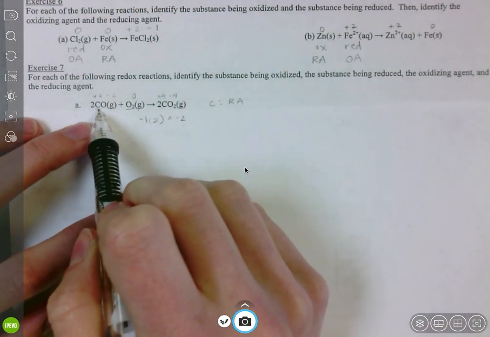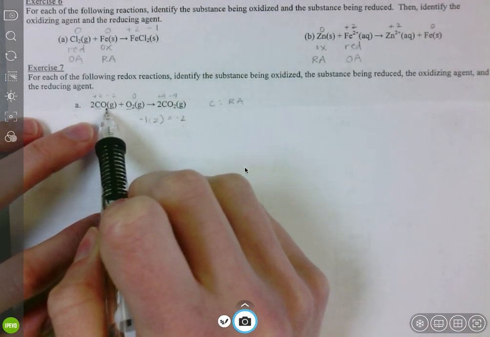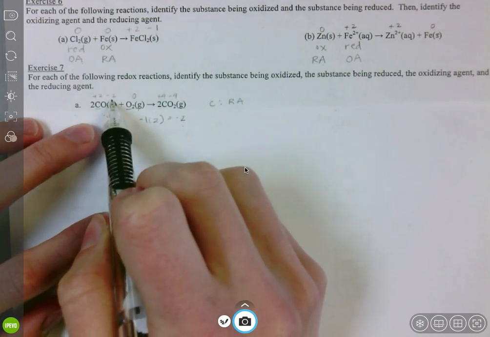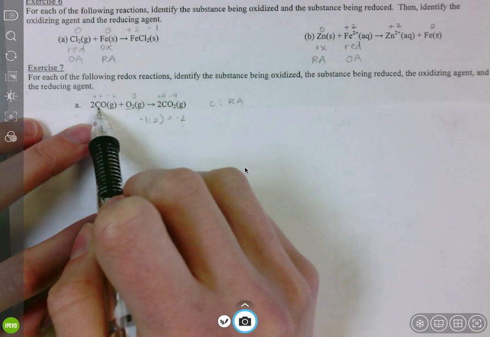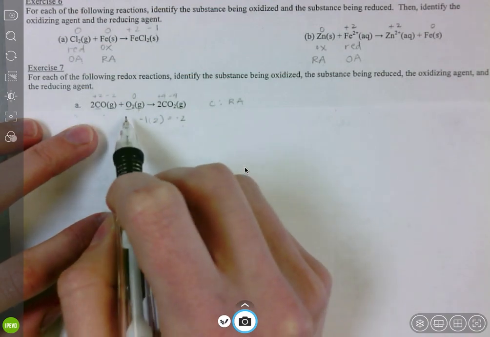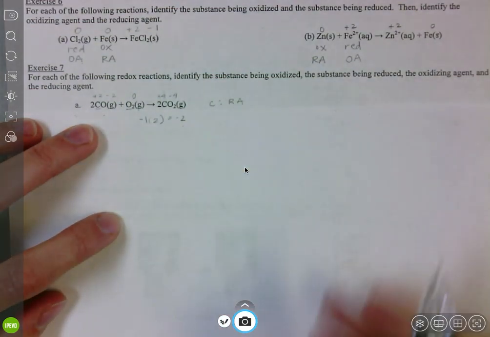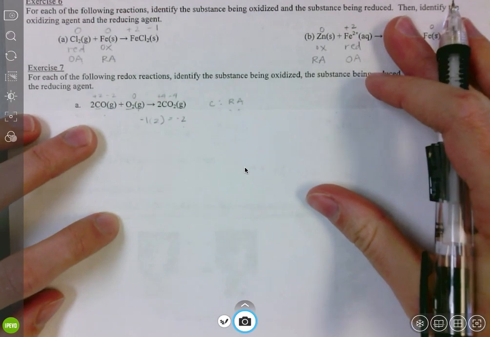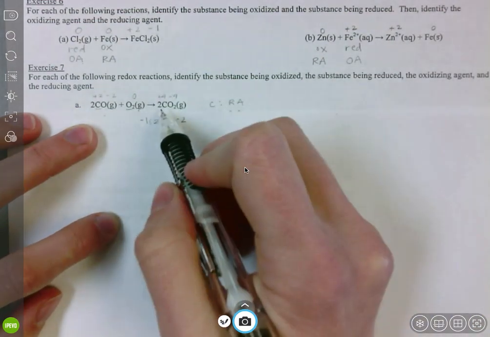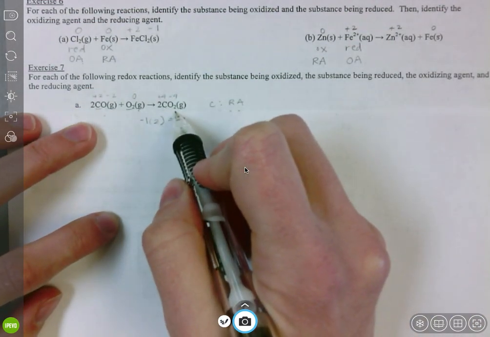So we have carbon monoxide. Oxygen is more electronegative, so it's going to have that -2 charge already established, and carbon's oxidation number is going to be a +2 to cancel that out. Oxygen gas here is 0. Okay, and then let's look at carbon in the products.